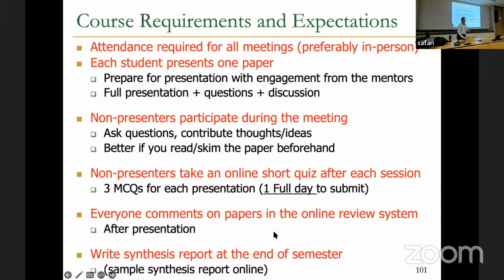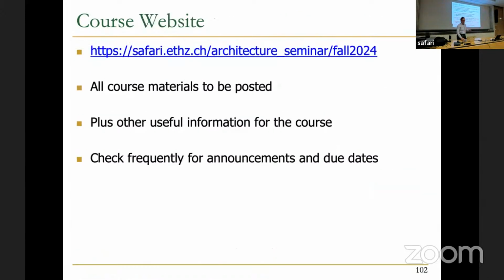And also we have an online review system. Hopefully people will participate online and discuss papers. And everyone gets to write a synthesis report at the end of the semester, and the sample is online, so you can find it and download it. Hopefully it's nice. This is the course website.